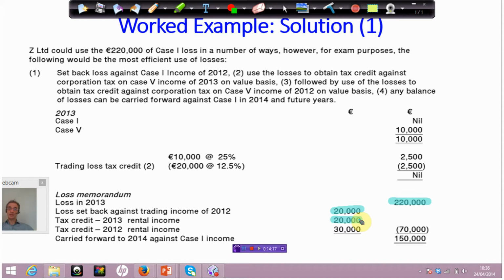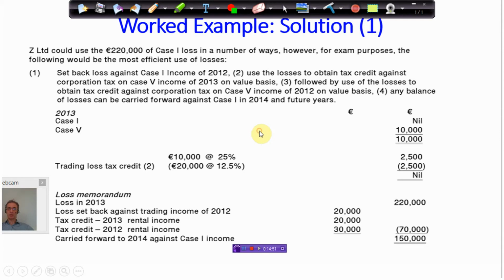The next thing that we do is jump back into 2012 again on a value basis and ask what's the other income in that year. In this case it was case 5 rental income, so we'll offset on the value basis there. So we've utilized £70,000 of the loss so far, which means the difference between that and the loss that we started off with is 150. So we've got a loss memorandum there showing what we're carrying forward into the current accounting period, 2014 in effect.